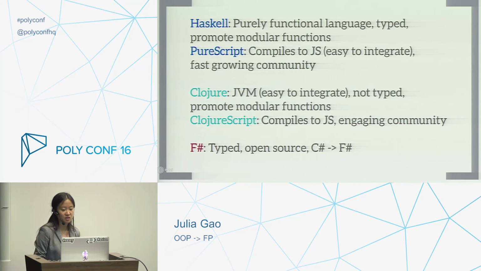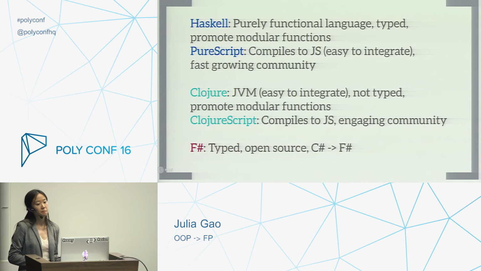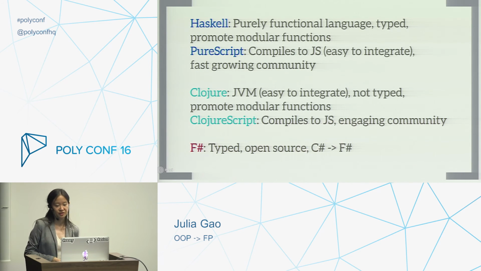And here are some of the example ones. So for Haskell, it's a purely functional language, and it has types. And then it definitely promotes modular functions. And PureScript is actually a fairly new front-end language. So PureScript is written in Haskell, so it definitely has a Haskell syntax and all. And then it compiles to JavaScript, which is super easy to integrate with your current JavaScript apps. And then it has a fast growing community as well. So people are actually very engaged in making PureScript better and so on.